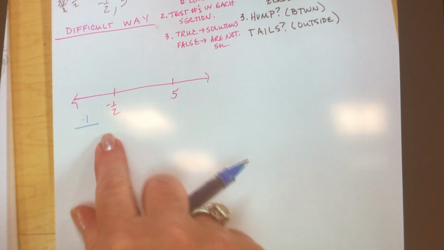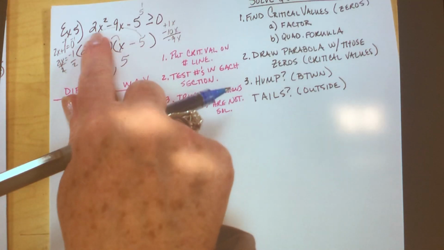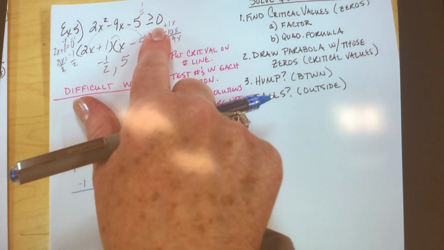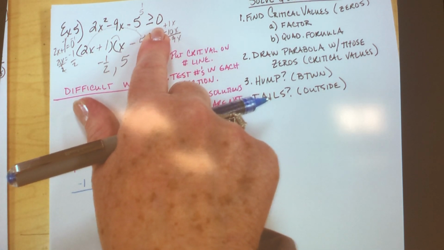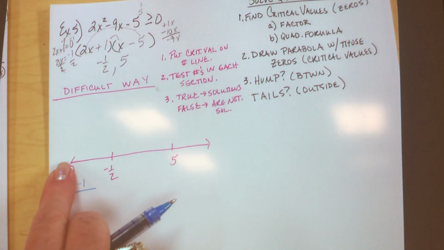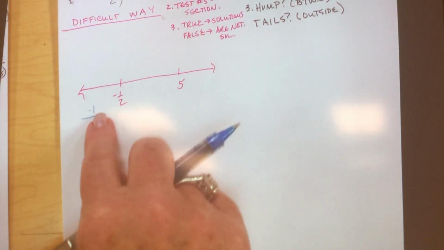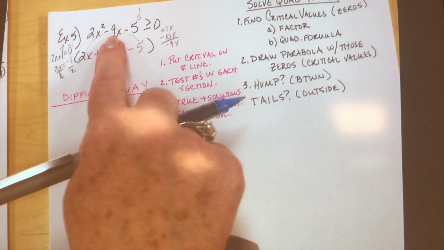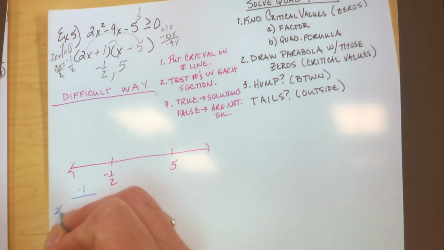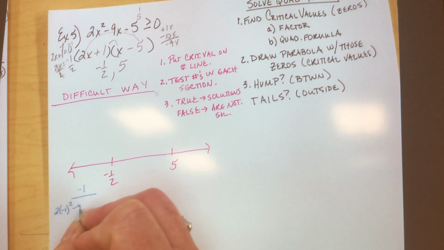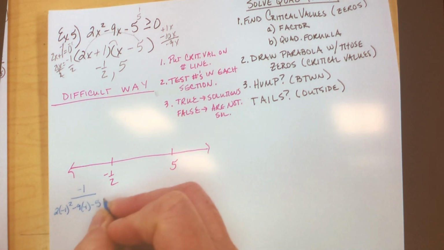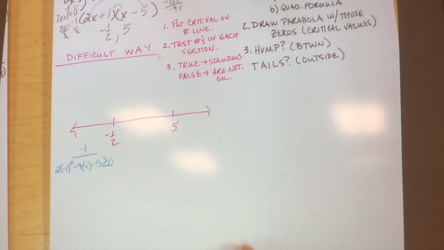All right, and I'm going to plug him back in this inequality right here, and I'm going to see if he makes a true statement. If he makes a true statement, then any point to the left is going to be part of my solution. See? All right? So, here, I'm going right back up here. So I got 2 times -1 squared minus 9 times -1 minus 5. Must be greater than or equal to 0. Are you with me? Yes?